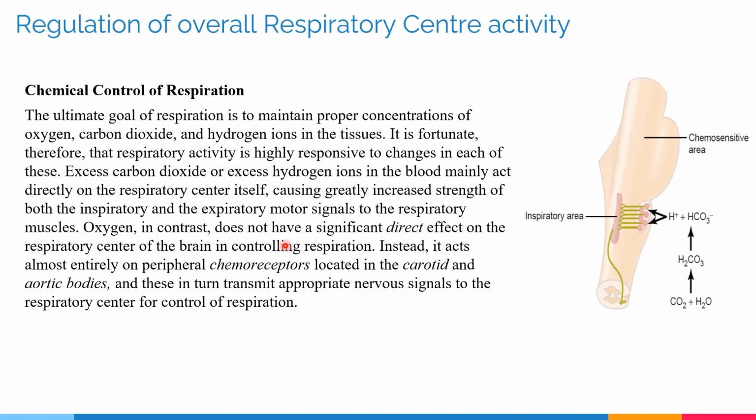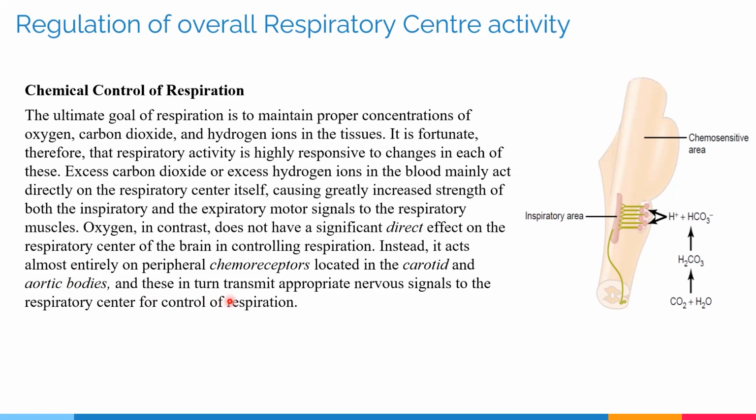Oxygen, in contrast, does not have a significant direct effect on the respiratory center of the brain in controlling respiration. Instead, it acts almost entirely on the peripheral chemoreceptors located in the carotid and aortic bodies. The carotid and aortic bodies are small organoids that we have already come across before. We have looked into them during our regulation of blood pressure lecture and found out that these particular organoids signal directly via the hearing nerve to the brain in order to control blood pressure. They come up here again in regulation of respiratory signal as well.